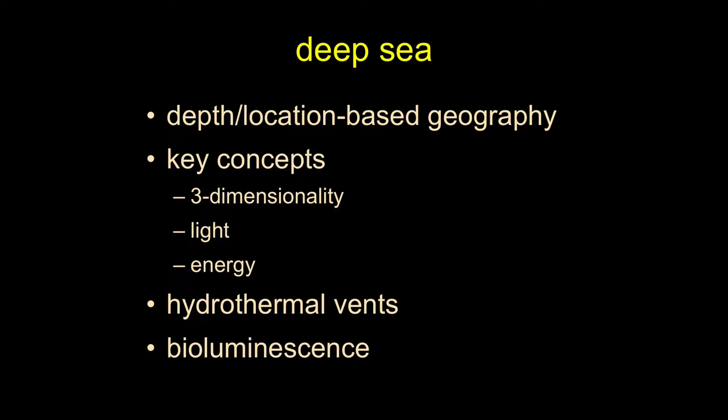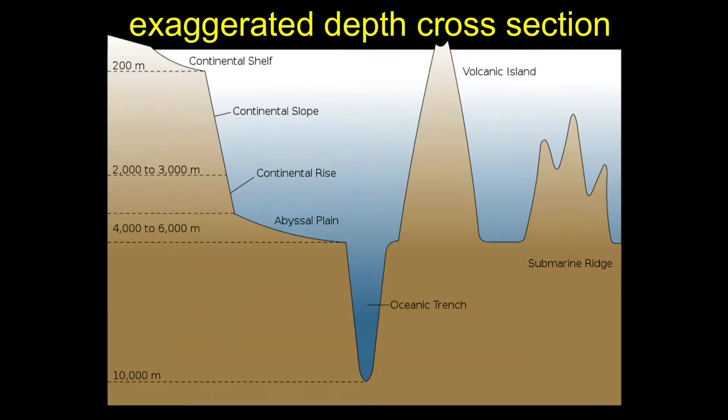First is that we're really talking about three-dimensional space, and much too often you and I are used to two-dimensional space, or at least gravity pulling us, trying to make us a pancake, and it's a very different world down there. And some of the other important elements of that are the light that's associated with this part of the planet, and the energy that's going to go in and feed these ecosystems. And we'll touch on a couple examples of hydrothermal vents and bioluminescence. So let's start with that geography lesson.